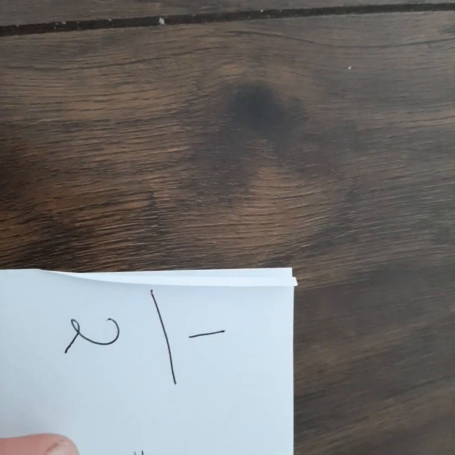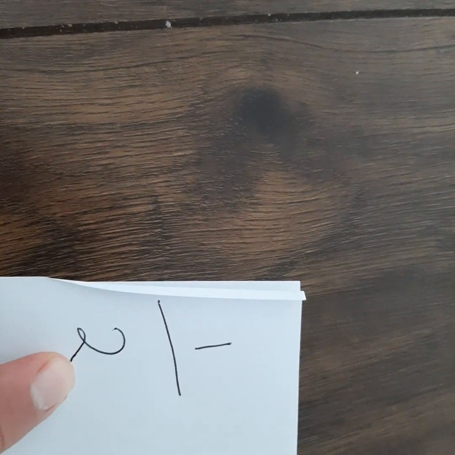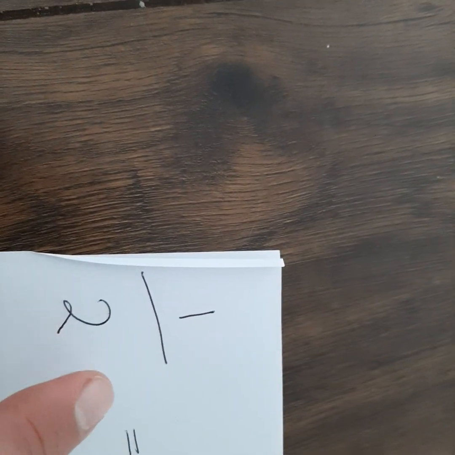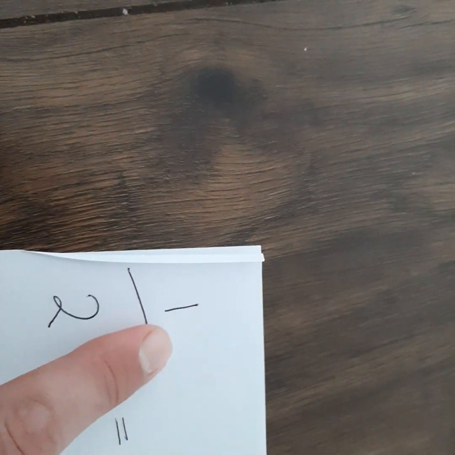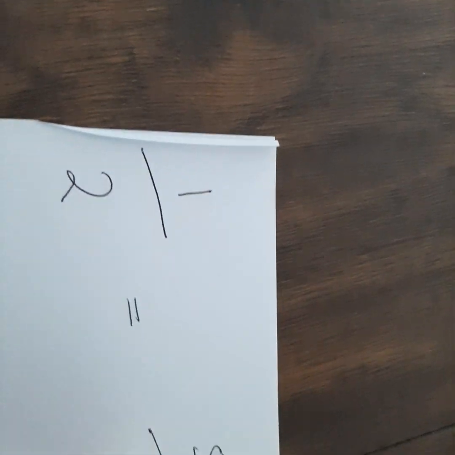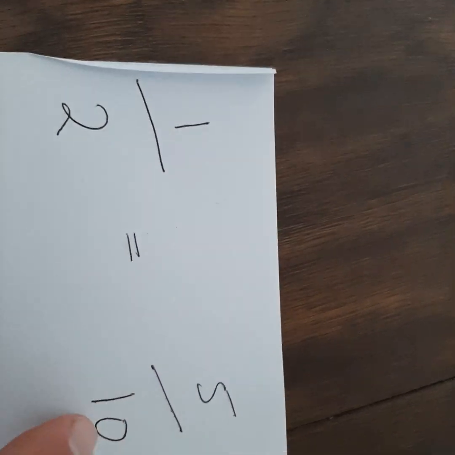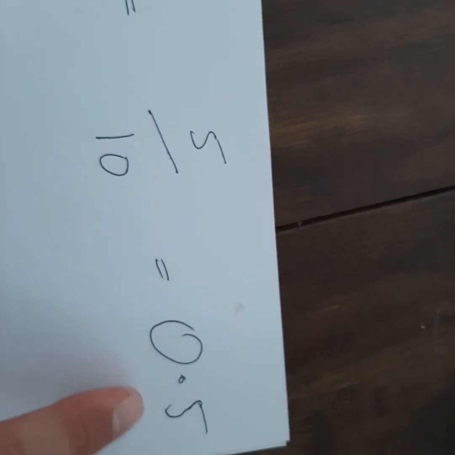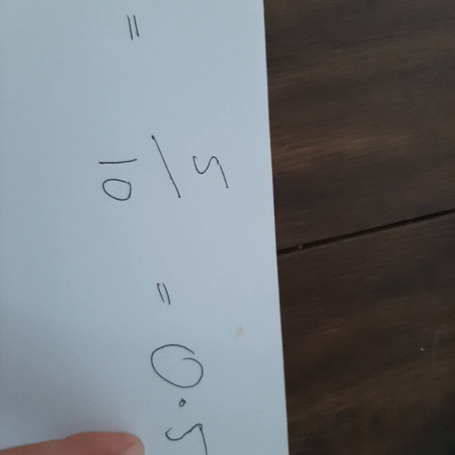Well, I could multiply the bottom by 5. That would give me 10. But don't forget from fractions, whenever I do something to the bottom, I must do it to the top. So if I multiply this by 5, I must multiply this by 5. So that would give me 5 over 10. So 1 half is the same as 5 tenths, and 5 tenths is the same as 0.5. Because I have 0 units, but I have 5 tenths.